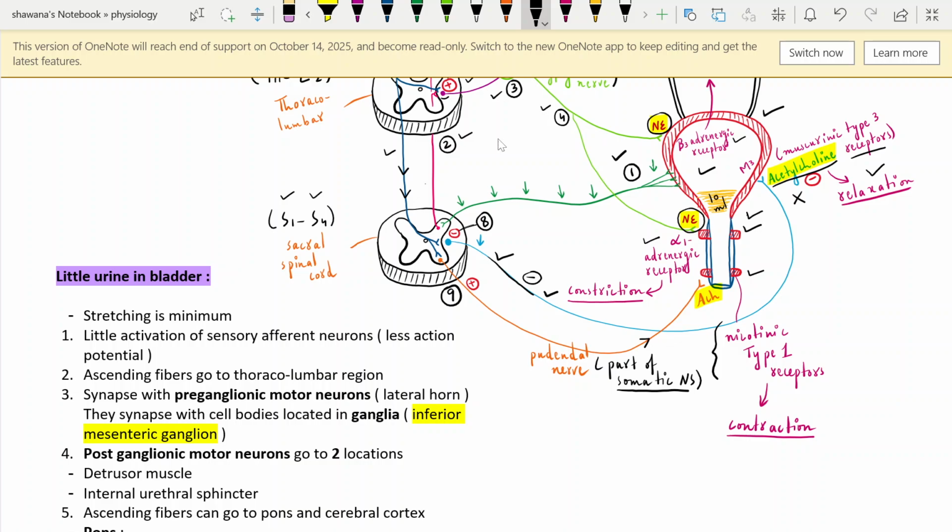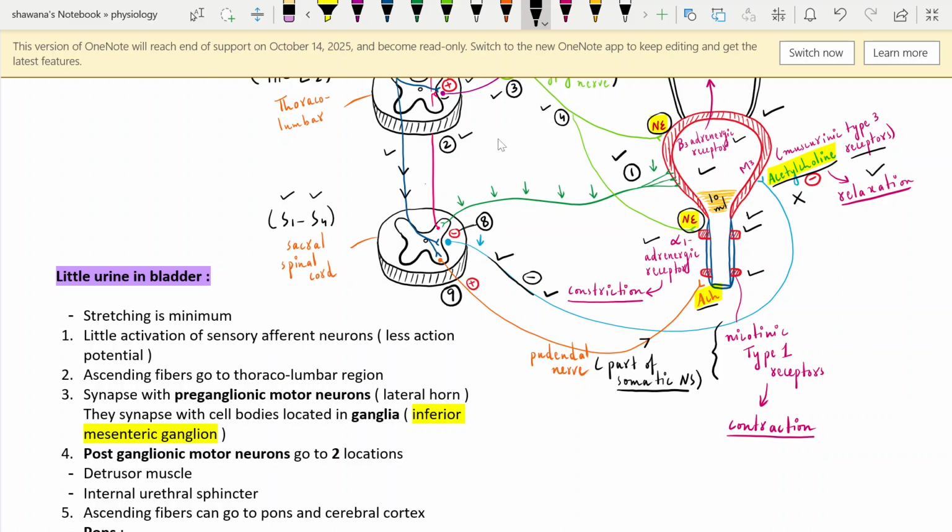And what is the function of acetylcholine? Acetylcholine is a neurotransmitter that brings about contraction, and the external urethral sphincter is contracted. It means that urine is stored because the bladder is relaxed. The internal urethral sphincter is contracted and the external urethral sphincter is also contracted, right? So it means that the storage function of the bladder is still going on.